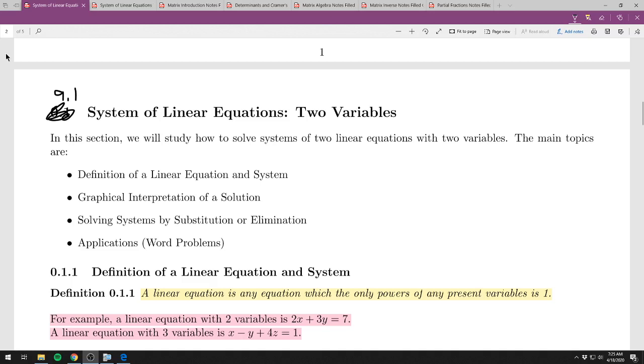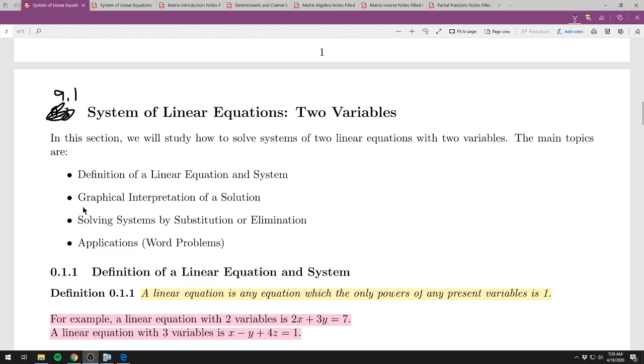So the first part is definitely a reminder of what a linear equation is. It's just an equation whose graph is a line. You can write it as y equals mx plus b if you have two variables. We're also going to see three variables in the next section, so I'm just going to have an example of that as well. And then we'll talk about what a system of linear equations is. It's really just having more than one of them.